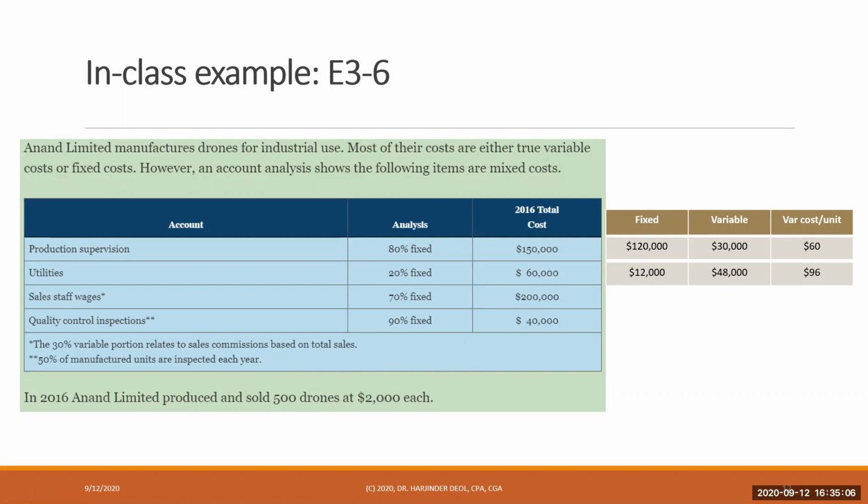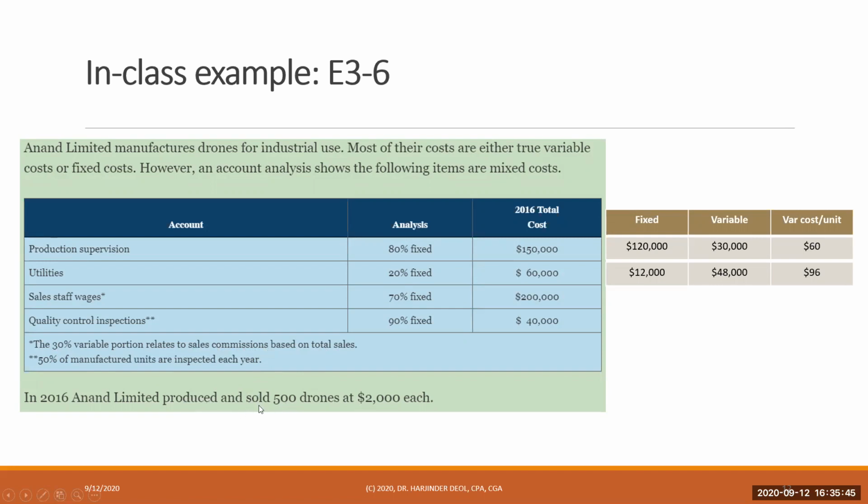For sales staff wages, total cost in 2016 was 200,000, of which 70% was fixed. And we are told that the 30% variable portion relates to sales commissions based on total sales. So we have to be mindful whether the number of units produced is what the cost varies with, or is it the number of units sold that the cost varies with. Here it doesn't matter because the company produced and sold 500 drones.